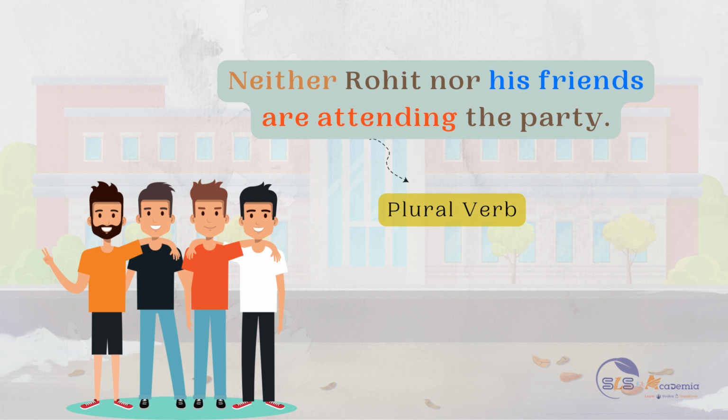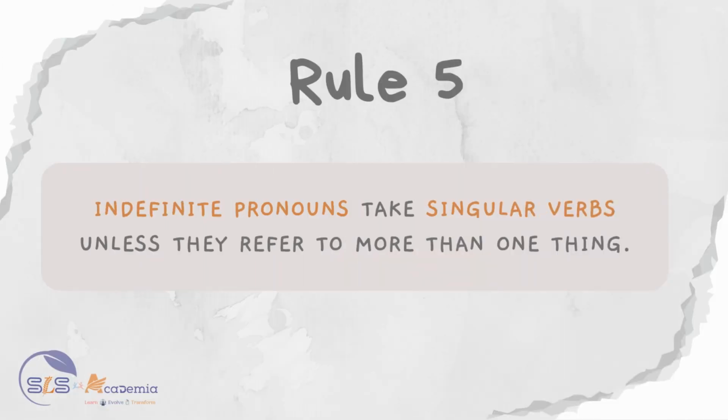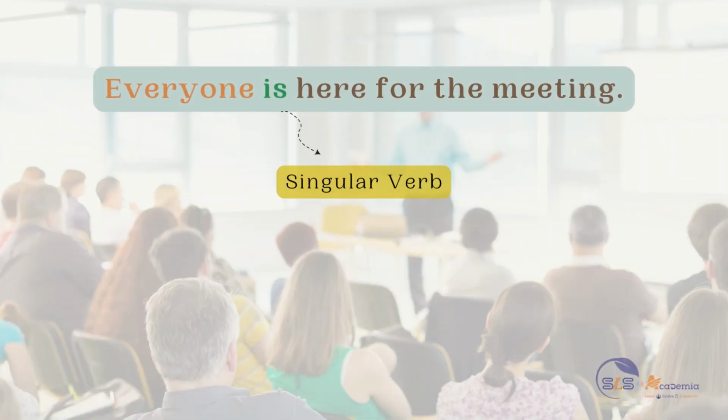Now let us learn about the fifth rule. Indefinite pronouns take singular verbs unless they refer to more than one thing. Some indefinite pronouns like someone or everybody can be tricky. They generally take singular verbs even though they might seem plural. For example, everyone is here for the meeting.